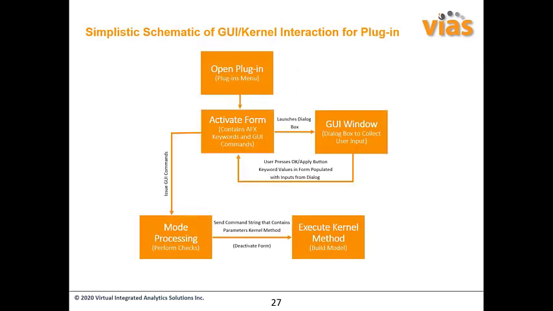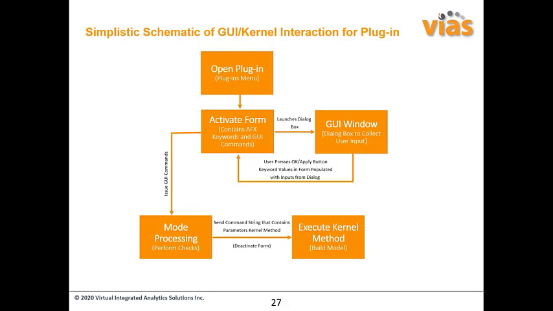Here's a simplified schematic of how the GUI and kernel interact for a standard plugin. If we go to the plugin menu, we open our plugin. When the plugin's open, it will activate a form. Within the form, you can store these keywords and GUI commands. The form itself will actually launch the dialog box, or what we'll call a GUI window. Within the dialog box, we can collect user input.